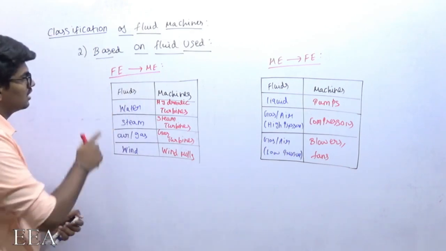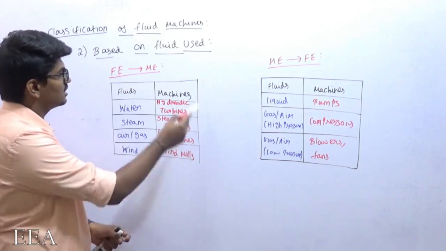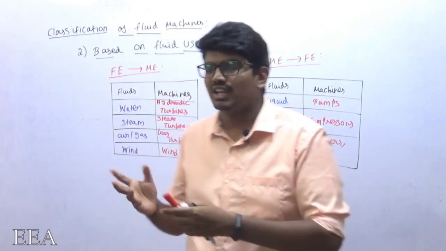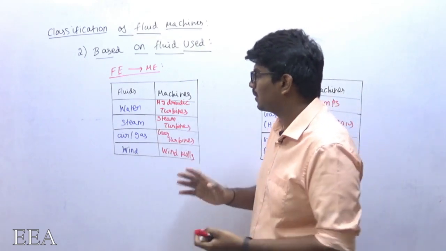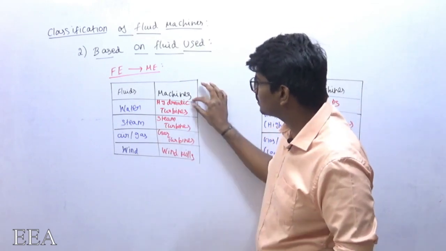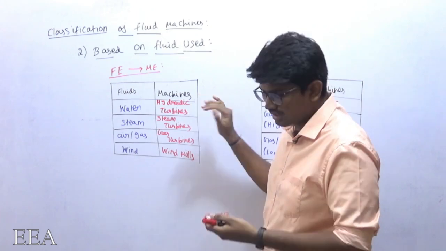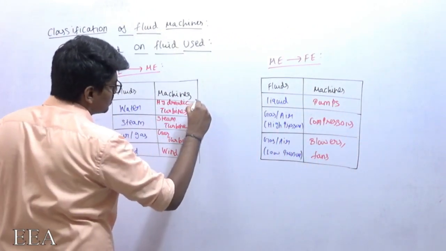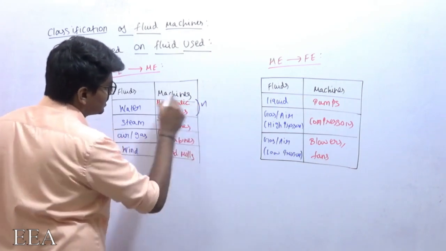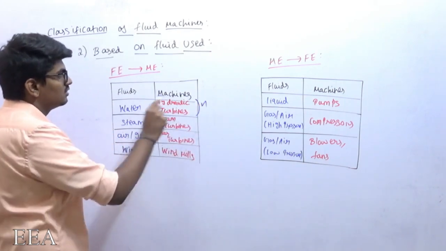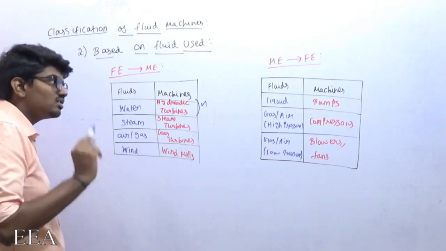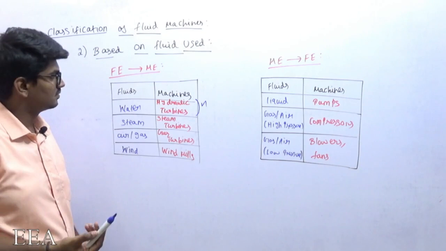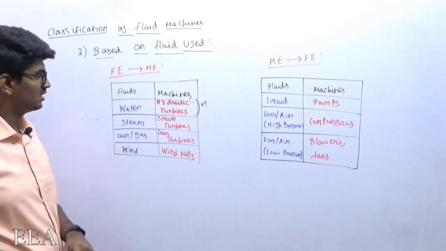First, if I use water, then the machine is called a hydraulic turbine. More specifically we can say water turbines, but the word hydraulic will always be used there. In this course we will be mostly concentrating on hydraulic turbines. For GATE, hydraulic turbines are very important, so we will be mostly concentrating on that in fluid machinery.